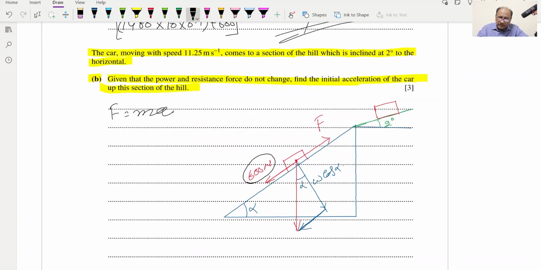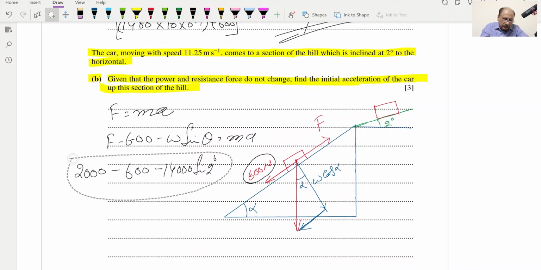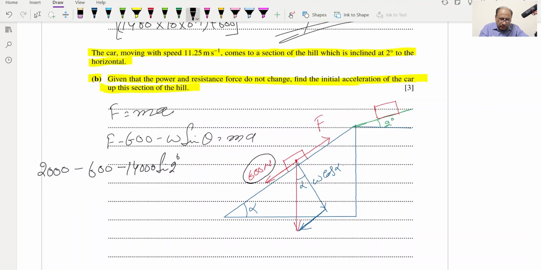So now F minus 600, same thing, F minus 600 minus W sine of theta will be equal to ma, and force will be same, 2000 minus this one 600, and minus W will be 14,000, 1400 multiplied by 10, so 14,000 sine of 2 degrees, and this will be equal to, we can move it over here, so this will be equal to ma, which is mass 1400 into acceleration, and acceleration value we can write from here.